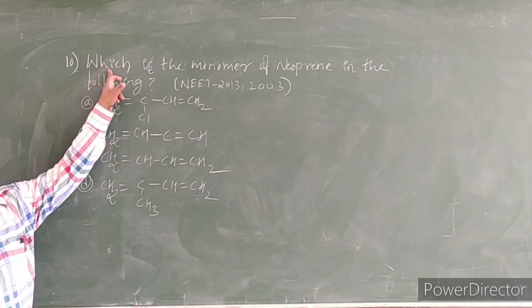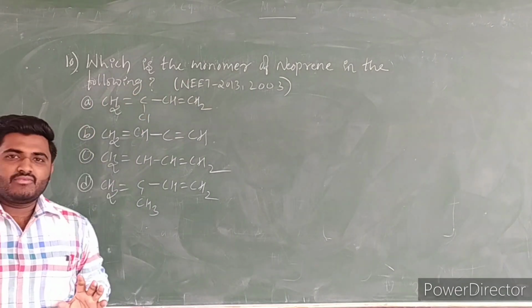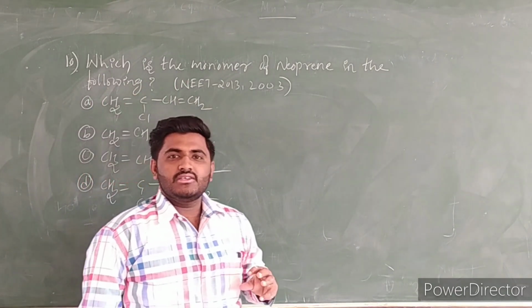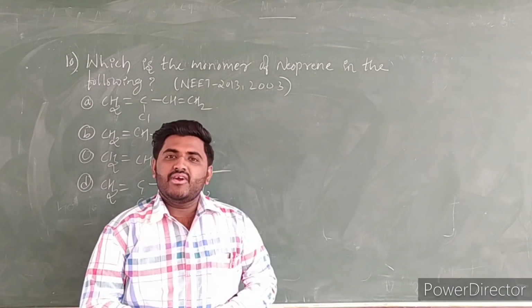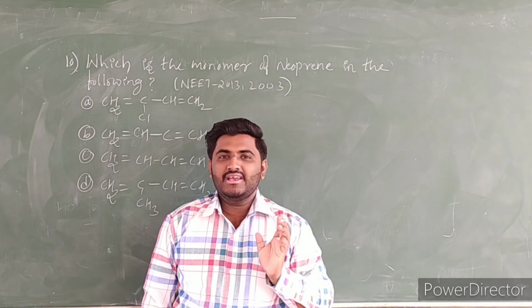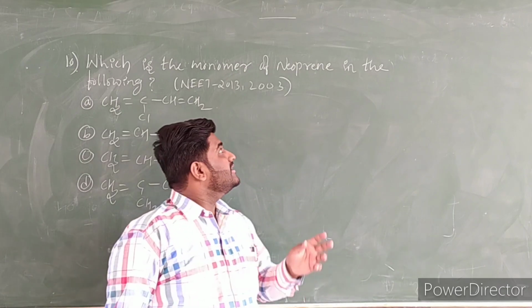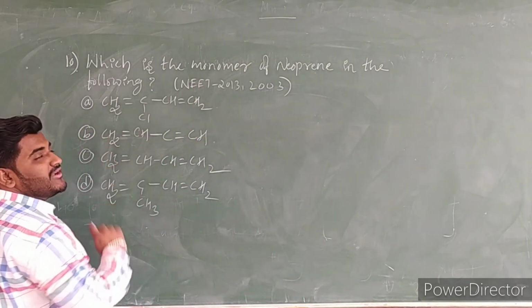See, guys, question number 10. Which is the monomer of neoprene in the following? Neoprene is nothing but synthetic rubber, which is prepared from chloroprene. That chloroprene is the monomer present in neoprene. Correct or not, guys? So they are asking the monomer of neoprene.